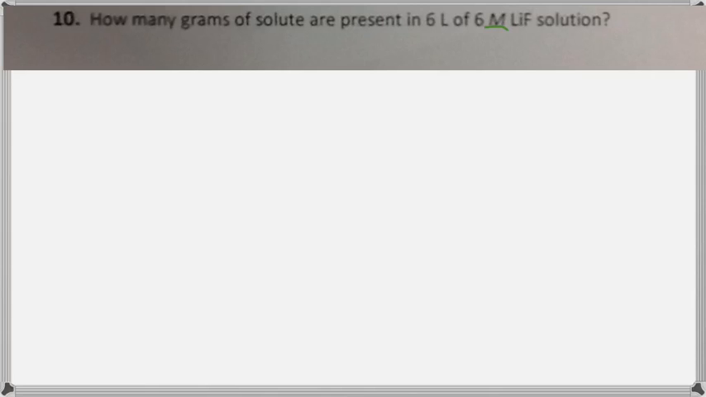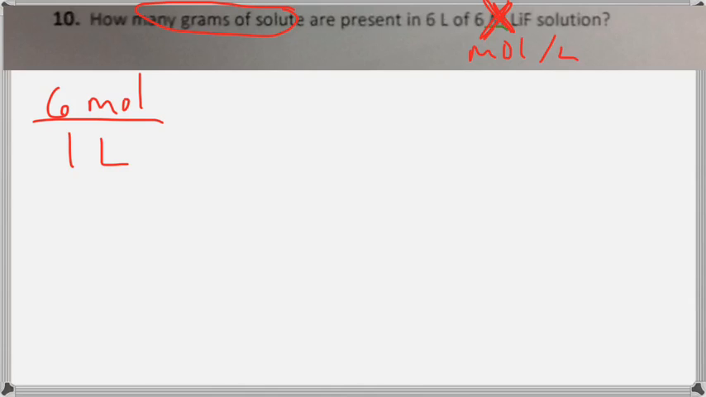So the first thing you do is you cross it out and you change it into moles per liter. And what this means is that this particular solution has a concentration of 6 moles for every 1 liter. Once you have that information, now you can use that information to get to whatever answer they want. So in this case, they're asking for how many grams of solute are present.